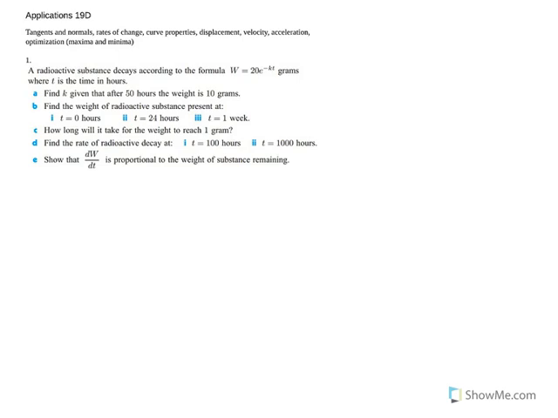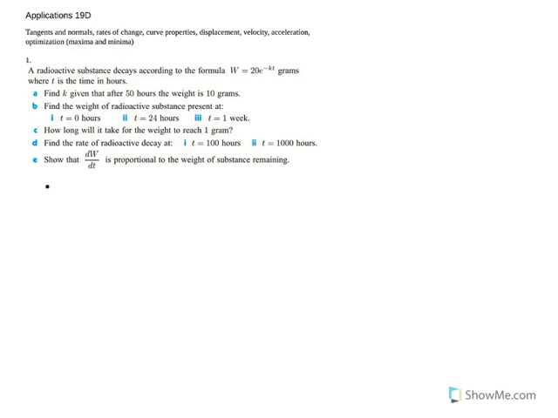So in this first problem, to begin with, we're not even working with anything with derivatives until we get down to D, where we talk about the rate of the radioactive decay. So to begin with, we have this substance. It decays according to that formula. T is hours. Be careful with that. So then part A says, find K given that after 50 hours, the weight is 10 grams. So substituting things in correctly.